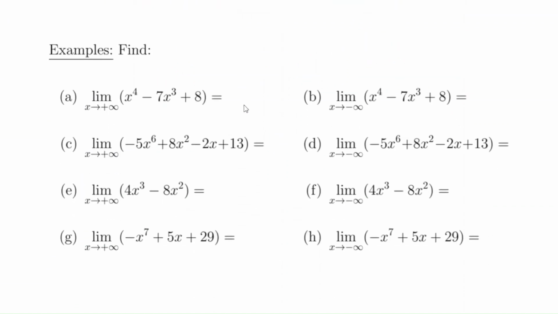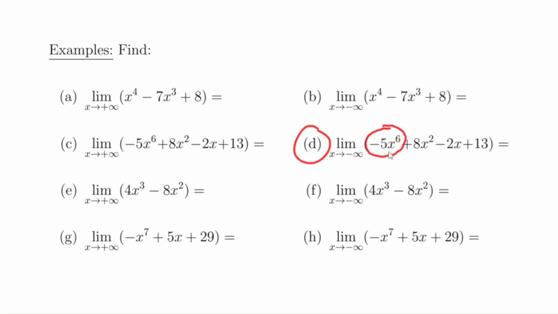So let's do a few examples here. If we're looking at these polynomials, we want to know what is the end behavior of these polynomials. Notice, by the way, a and b are the same function. We're just approaching infinity or negative infinity. And c and d are the same function. We're just approaching infinity or negative infinity. So let's pick one of these. Let's say d. Let's try to figure out what's the limit as x approaches negative infinity of this function. Well, let's pick out, first of all, the leading term. The leading term is this.